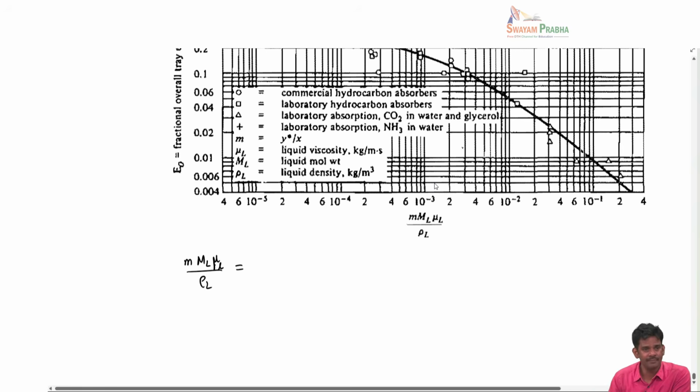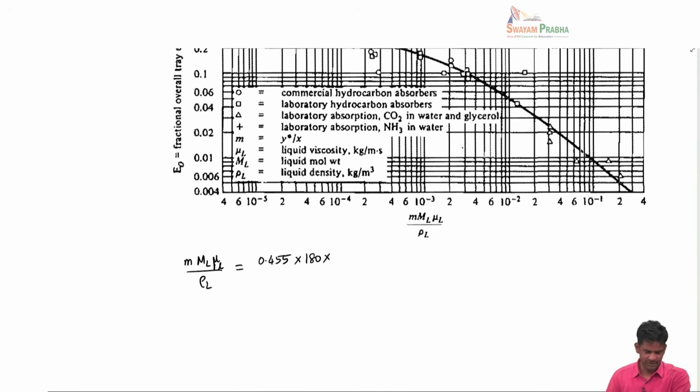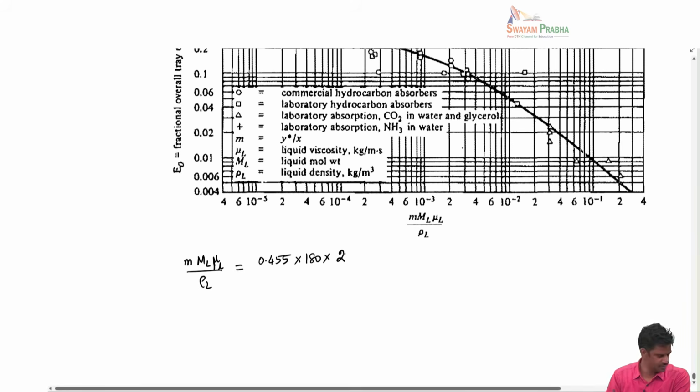So what is the value of m? 0.455, and the average molecular weight is 180, and the viscosity is 2 centipoises. So it is 2 into 10 power minus 3 kg per meter second, and the density is given in terms of specific gravity as 0.81. This means 810 kg per meter cube. So I'm getting something like 0.2 into 10 power minus 3, or 2 into 10 power minus 4.